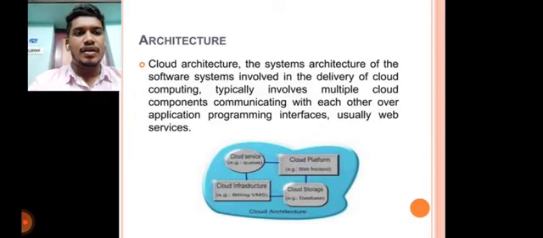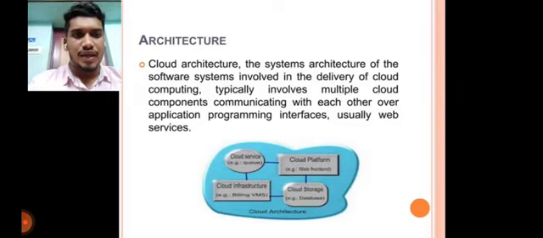Architecture. Cloud architecture, the system architecture of the cloud system involved in the delivery of cloud computing, typically involves multiple cloud components communicating with each other over application programming interfaces, usually web services. You will see this diagram. There are 4 cloud services and architecture connected in this diagram. First one is cloud services, then cloud platforms, cloud storage and cloud infrastructures. Mostly these 4 types are connected within this architecture.